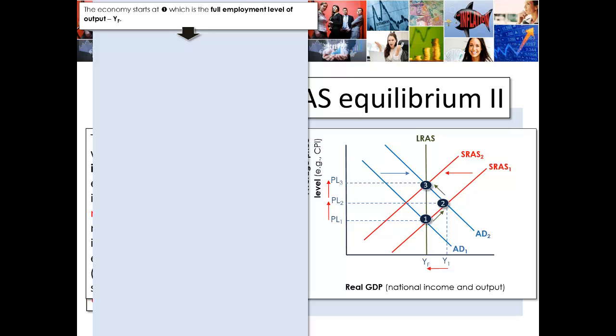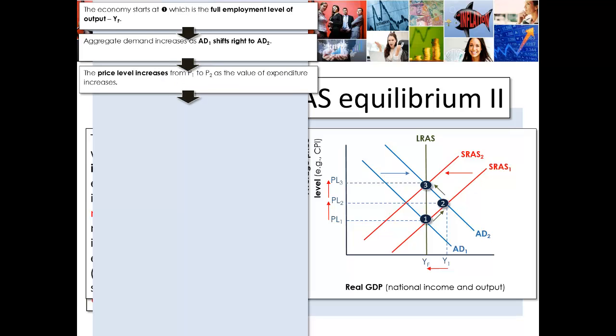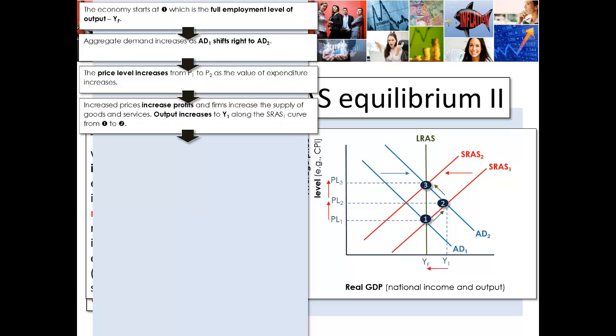What's happening here step by step? We've got a nice little flow chart for you here, looking at our model and following through with our sequence of events. So the economy is going to start at point 1, and this is a full employment level of output, YF. Aggregate demand increases, and as that happens, AD1 shifts right to AD2. The price level increases from P1 to P2 as the value of expenditure increases. Increased prices lead to increased profits, and firms increase the supply of goods and services. So the output increases to Y1 along the SRAS curve from 1 to 2.